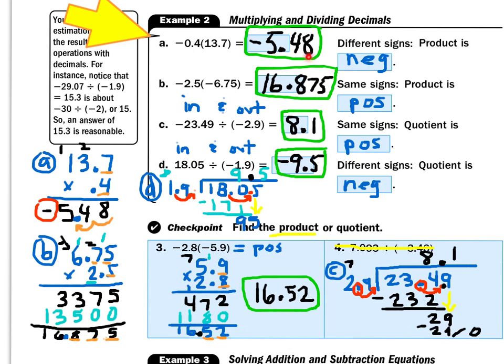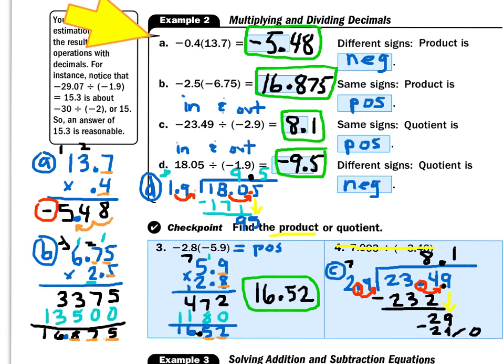And so that's the answer I boxed here. Take a look at B. A negative 2.5 times a negative 6.75. Well, a negative times a negative is going to make a positive. Same signs, product is positive. But look at how I set up my work here.